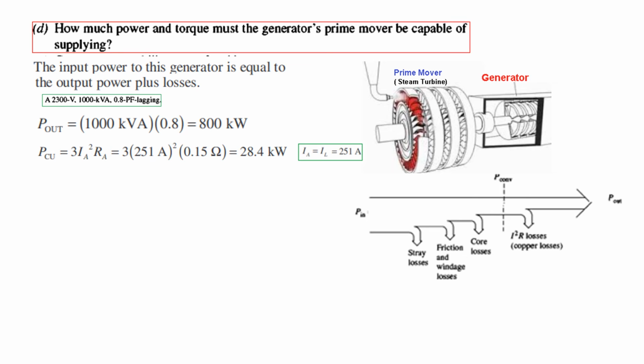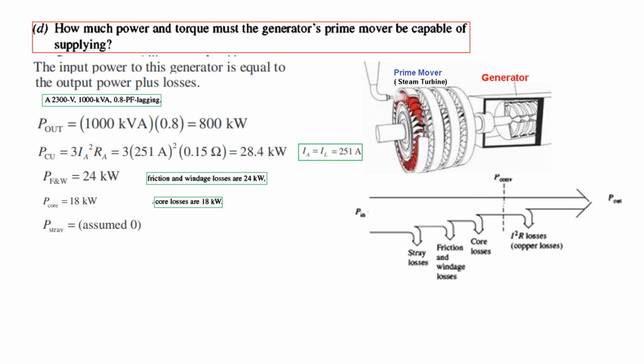So we know R_A, we know this current. So the copper loss is this much. We had calculated I_A as 251, so we are using that. This is given: friction and windage loss 24 kilowatts, and the core loss is 18 kilowatts. This is also given. So we are getting the copper loss we calculated from here, and the core loss is here, and the friction and windage loss is here, and stray loss we can neglect since it is not given, so we assume it to be 0.